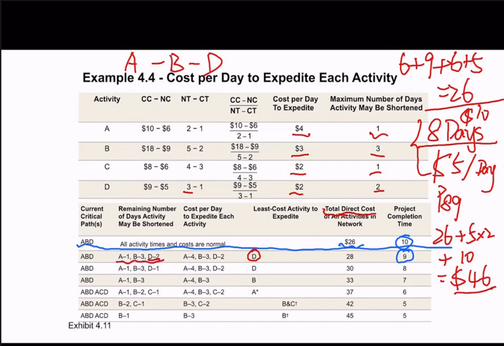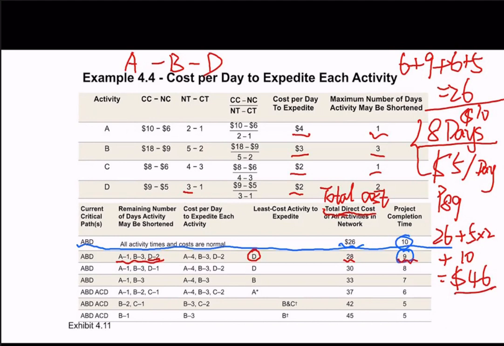We use 1 day for company A, use 3 days for B, they also stay the same, but we reduce D from 3 to 2 as the time for activity D. So the project completion time will be 10 minus 1. The total time for completing the whole project will be 9, but the total direct cost will be 28. And think about what the total cost is if we reduce 1 day. This is the total direct cost and the time from 10 to 9.